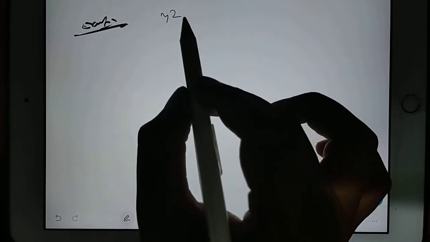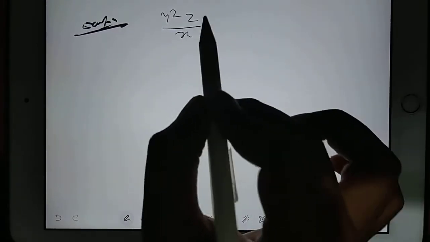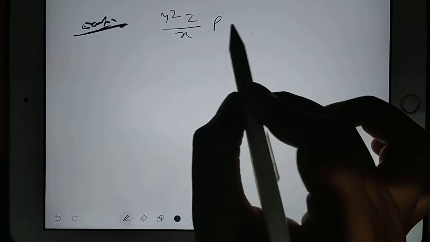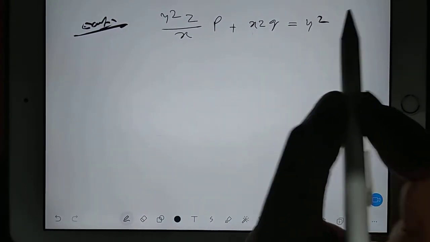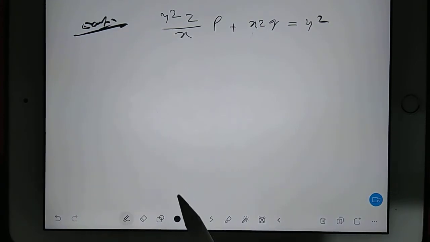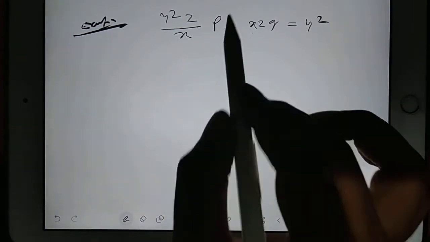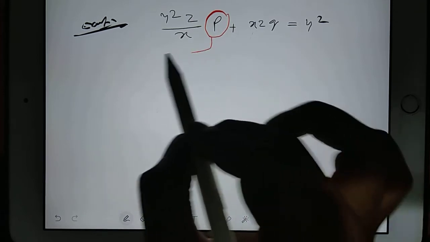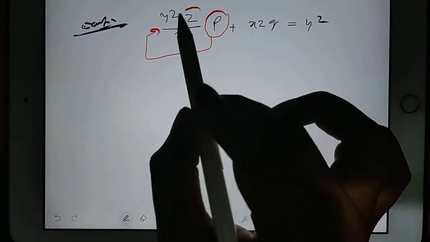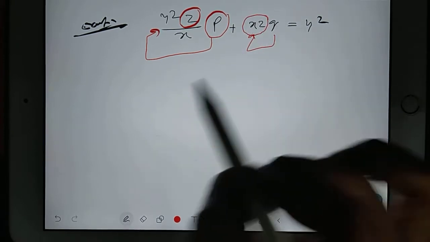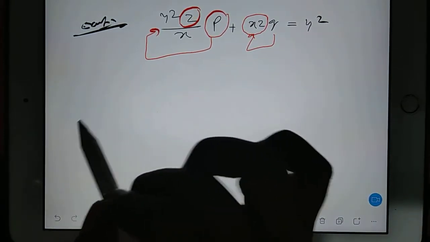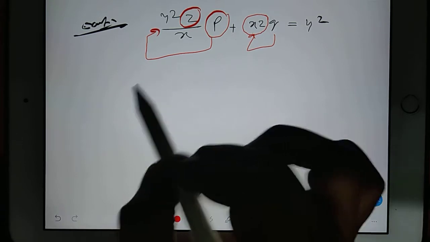Y square Z divided by X P plus XZQ is equal to Y square. Now you see, the coefficient of P is capital P, that contains Z. The coefficient of Q is capital Q, that contains Z. So it means what? It is quasi-linear.